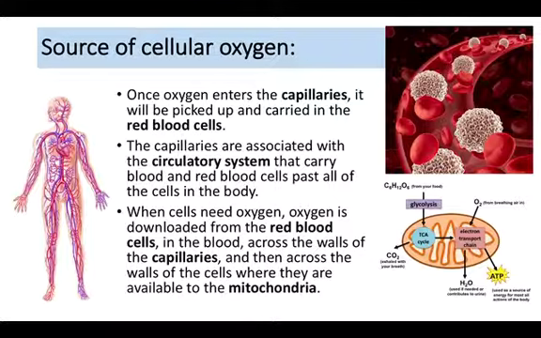So the red blood cells are going to circulate this throughout the body. It's going to carry it to all parts of the body, so it reaches all the cells. When cells need oxygen, oxygen is downloaded from the red blood cells in the blood across the walls of the capillary and then across the walls of the cells, where it's available to the mitochondria.